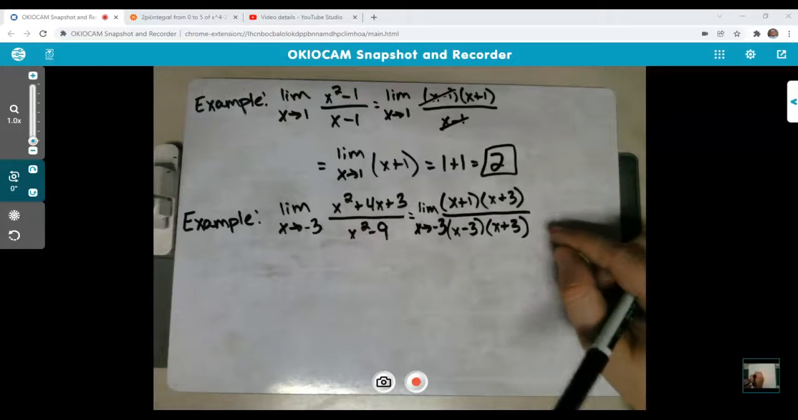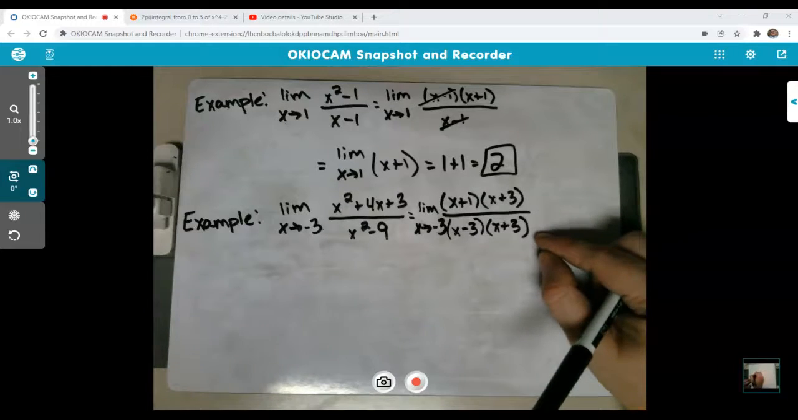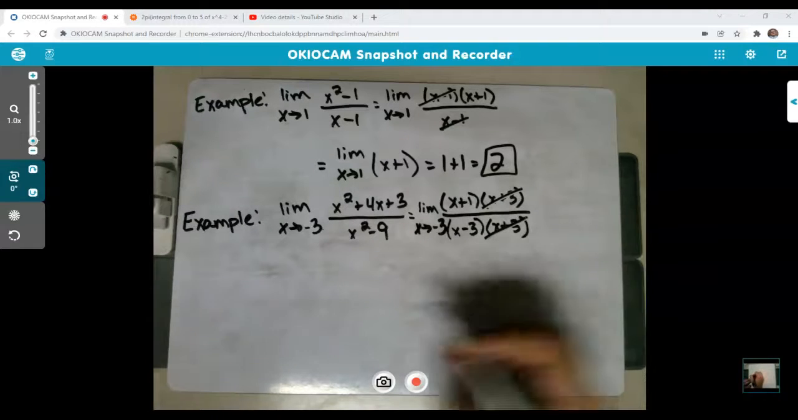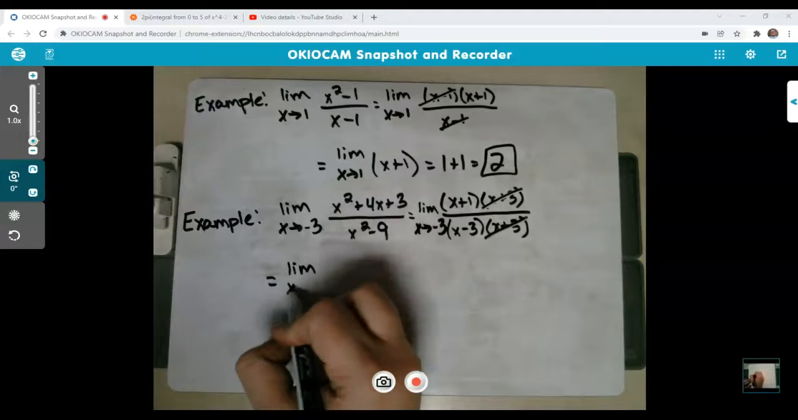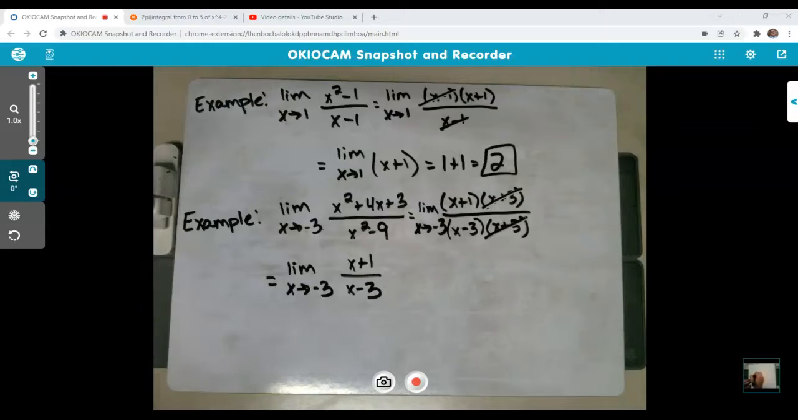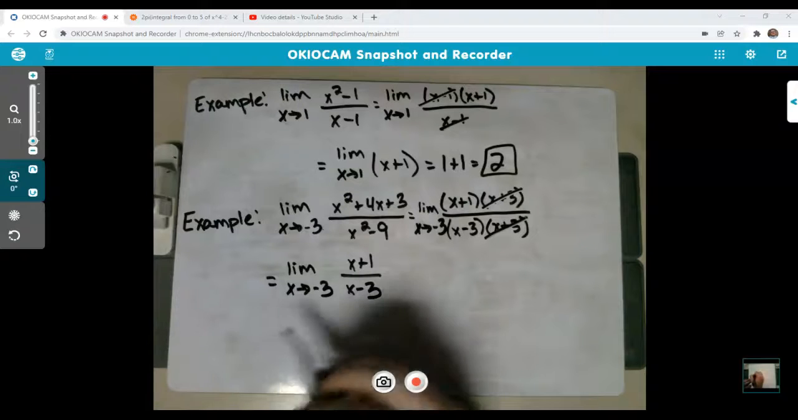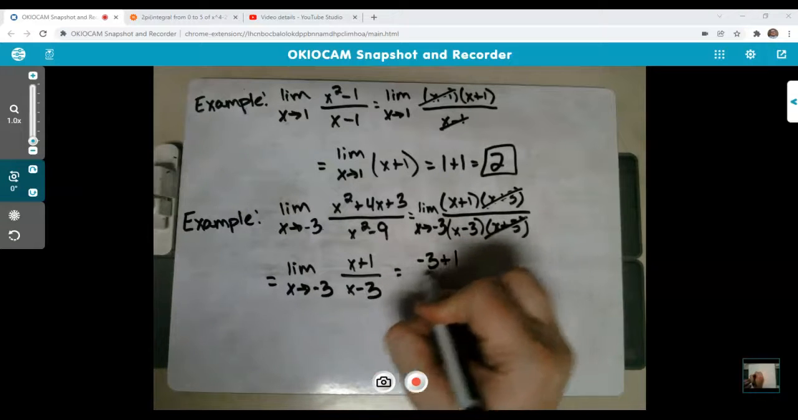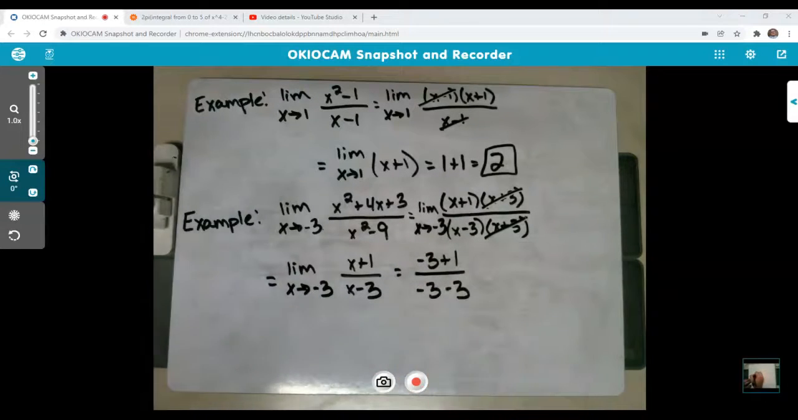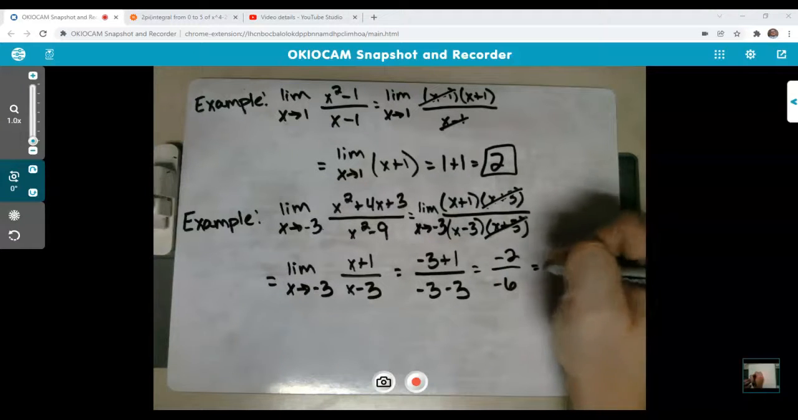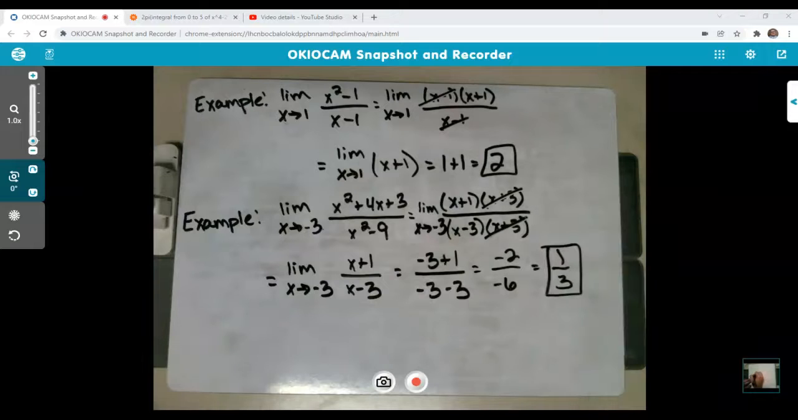Now I can look right here and see, okay, how did that help me out? Well, I can see there's an x plus 3 right here and an x plus 3 right there. So I can cancel those out, which gets me to the limit as x approaches negative 3 of x plus 1 over x minus 3. The reason that's helpful is because now I can just plug this in for x. So that's going to be negative 3 plus 1 over negative 3 minus 3. Negative 3 plus 1 is negative 2. Negative 3 minus 3 is negative 6, which reduces down to 1/3. So the limit is equal to 1/3.